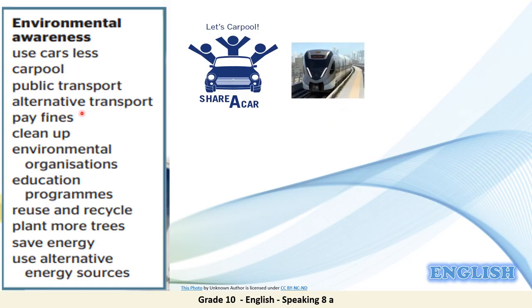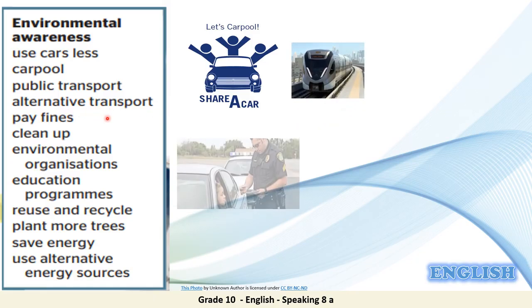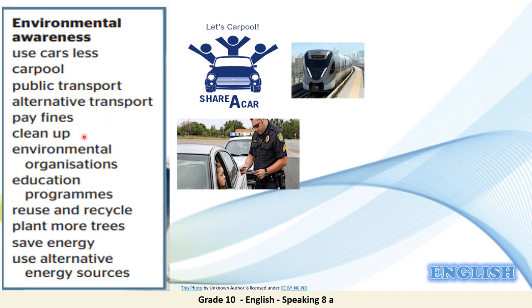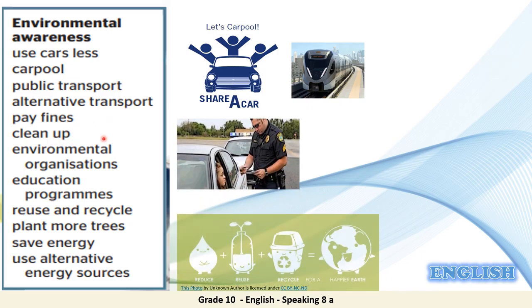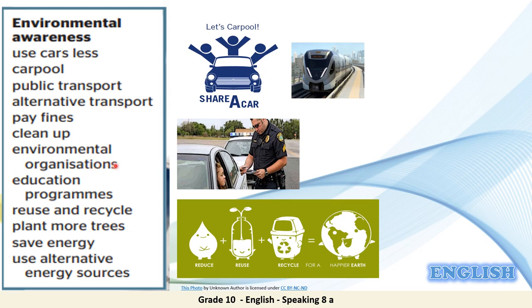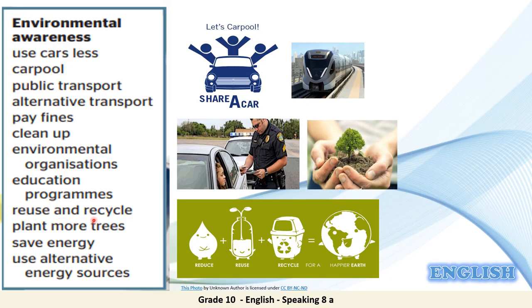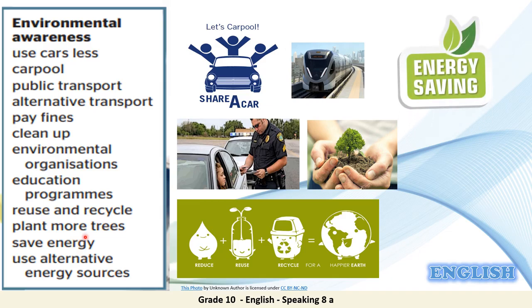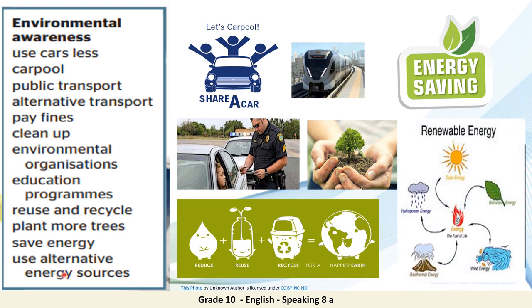We have alternative transport, pay fines, clean up, environmental organizations, education programs, reuse and recycle, plant more trees, save energy, and finally, to use alternative energy sources, means to depend more on renewable energy, such as the sun, the wind, for example.